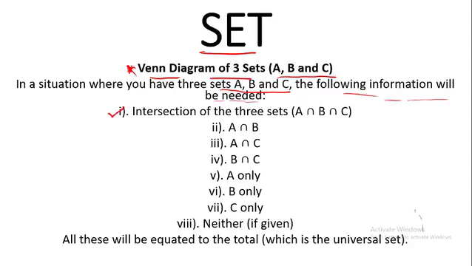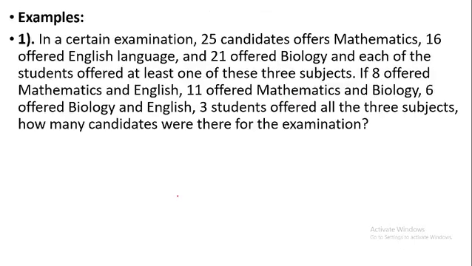The first is the intersection of the three sets, which is A intersection B intersection C. Then you need to find A intersection B, A intersection C, B intersection C, A only, B only, C only, and neither if needed. Now all these are equated to the total, which is the universal set. So let's quickly take an example here on the screen.